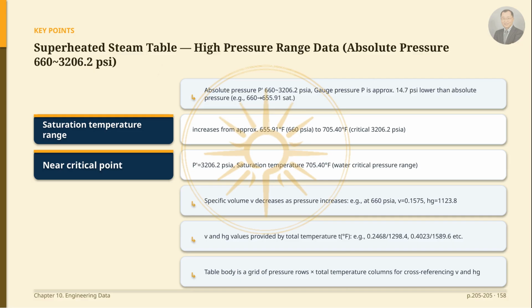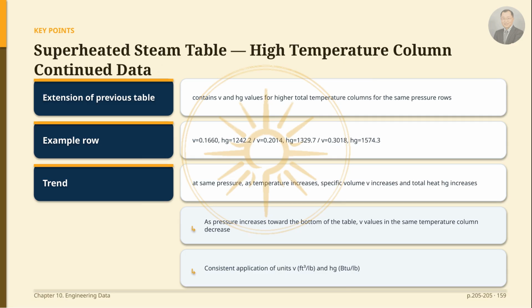Meanwhile, as pressure increases, the specific volume decreases. At 660 psi, the specific volume V is 0.1575 and the total heat Hg is 1,123.8. The main body of the table is a grid structure with pressure as rows and total temperature T in degrees Fahrenheit as columns, and you read the specific volume and total heat together at each intersection. For instance, in a certain temperature column, values such as 0.2468 with 1,298.4 and 0.4023 with 1,589.6 appear. I would like to introduce the high-temperature continuous data in the superheated steam tables.